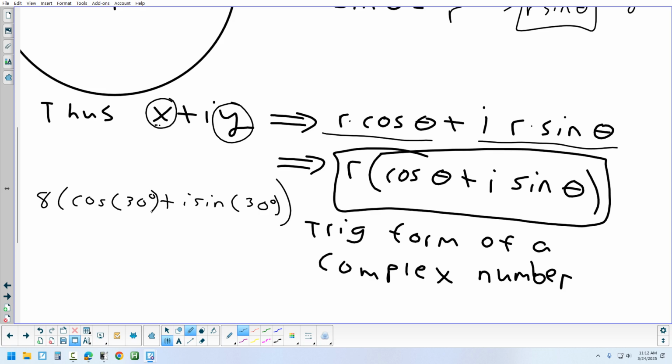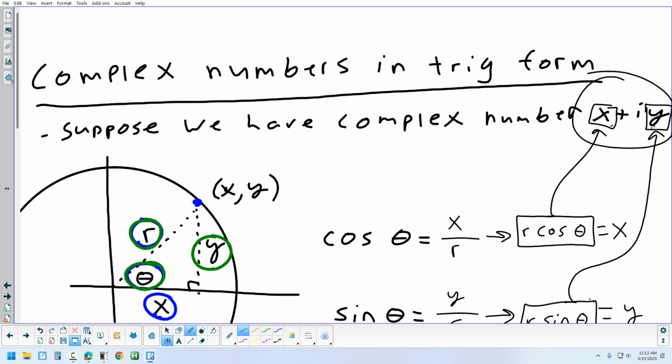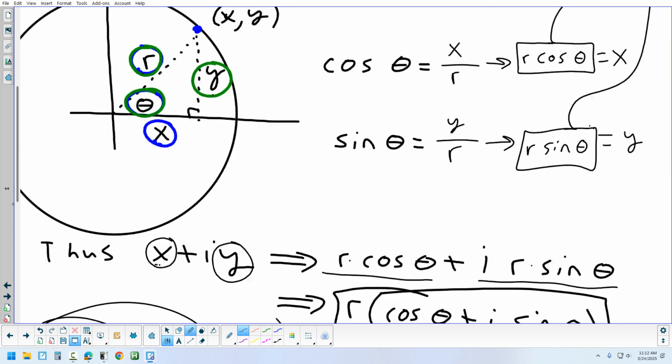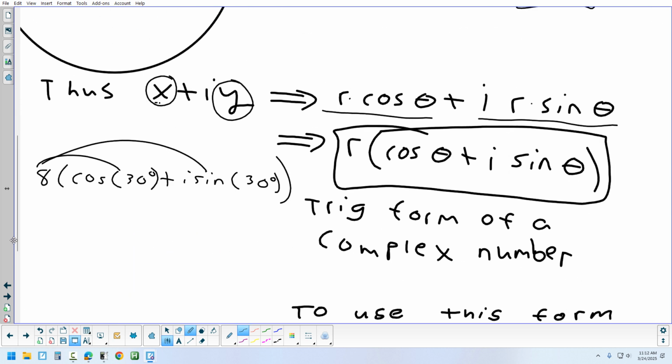You don't do it out. You leave it just like that. If you do it out, then what you're doing is changing it, like if I took the cosine of 30 times 8, and then took the sine of 30 times 8, I would be changing it back to what I started with. So if you want to check your answer, you could do it out. But if they say to write it in trig form, you stop there. You do not distribute that out.